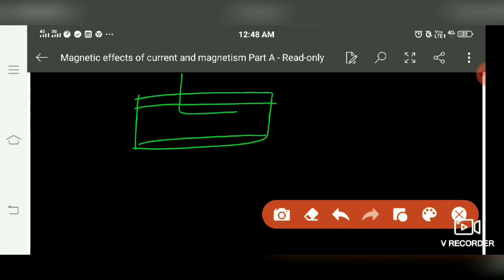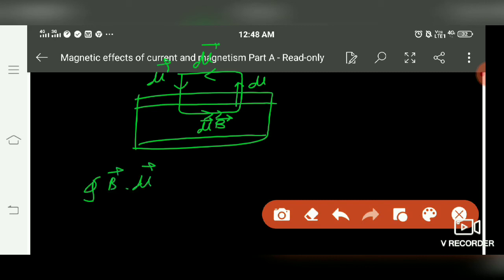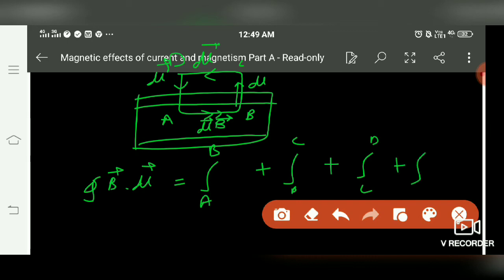So if we take an Ampere loop here, B is in this direction. Here dl is in this direction, for this dl is in this direction, for this dl is in this direction, and for this dl is in this direction. This means the integral of B dot dl has 4 parts: first from A to B, second from B to C, third from C to D, and fourth from D to A. A to B plus B to C plus C to D plus D to A.